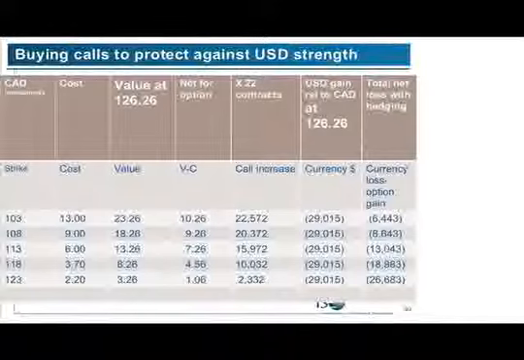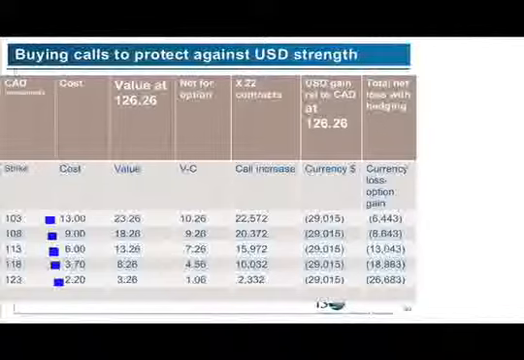First, most important, remember, we're worried about having money, let's say, in Canadian investments, and that the Canadian currency might weaken. So I'm going to look at call options, and I'm going to look at, let's say, the most expensive, at least in this example, 103s for 13. The 108s for 9, 113s for 6, 118s for 3.70, and then the cheapest, the 123s for only $2.20.